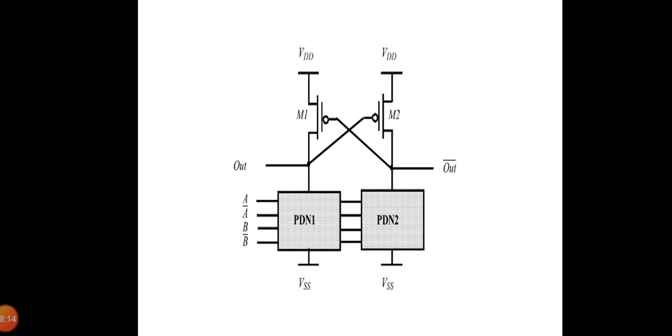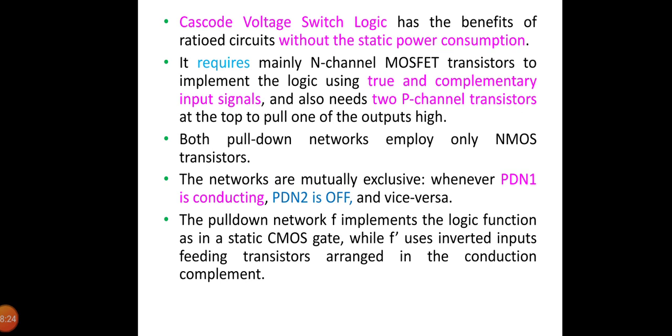So this diagram shows the CVSL logic, which consists of two networks for both the original and complementary function. Cascode voltage switch logic has the benefits of ratioed circuits without the static power consumption. It requires mainly N-channel MOSFET transistors to implement the logic using true and complementary input signals, and also needs two P-channel transistors at the top to pull up one of the output sides.